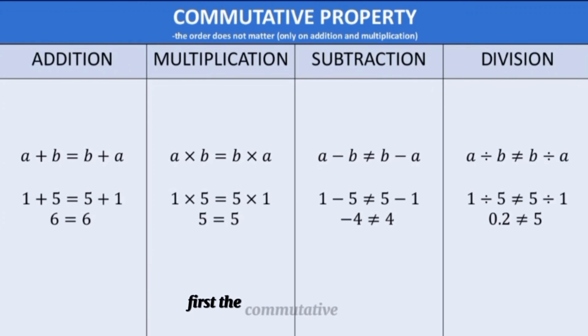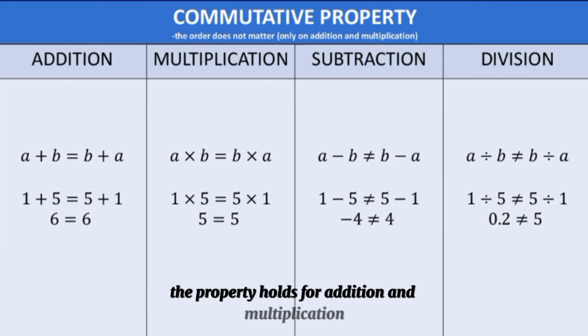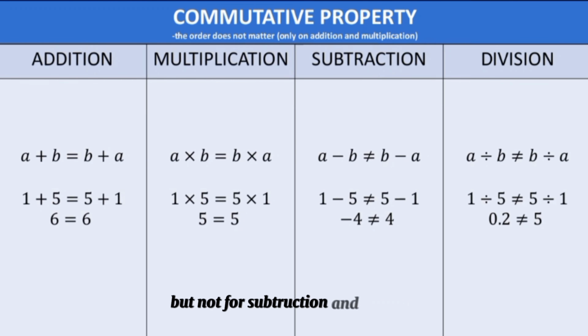First, the commutative property. Commutative property states that the numbers on which we operate can be moved or swapped from their position without making any difference to the answer. The property holds for addition and multiplication, but not for subtraction and division. So, this commutative property only applies in addition and multiplication. In addition, we have a plus b is equal to b plus a. In multiplication, we have a times b is equal to b times a.